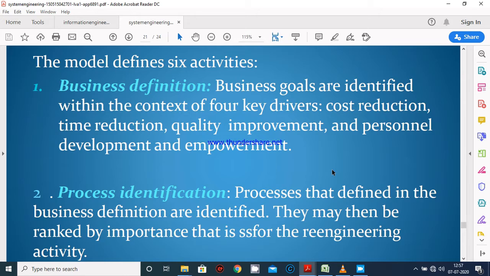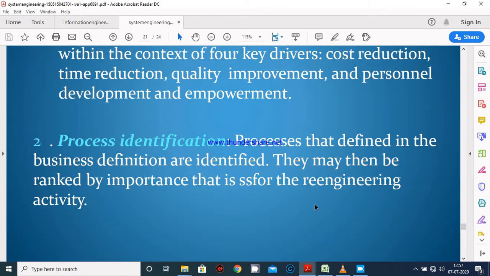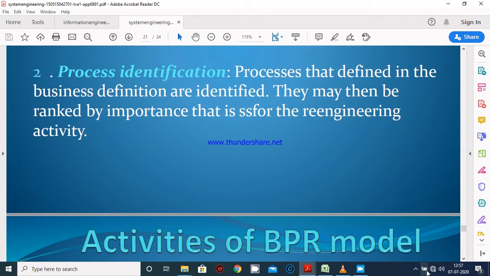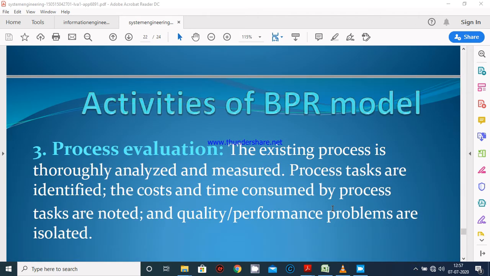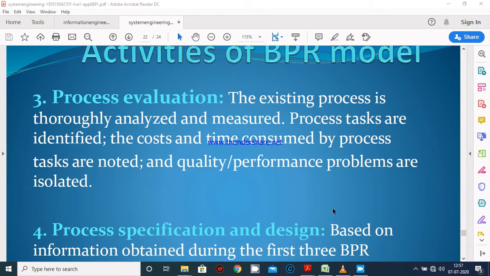Second one is process identification. Processes that are defined in the business definition are identified. They may then be ranked by importance for the re-engineering activities. Third one is process evaluation. The existing process is thoroughly analyzed and measured. Processes and tasks are identified, the cost and time consumed by process tasks are noted, and quality or performance problems are isolated in the process evaluation activity of product engineering.